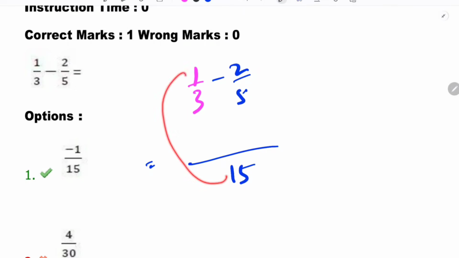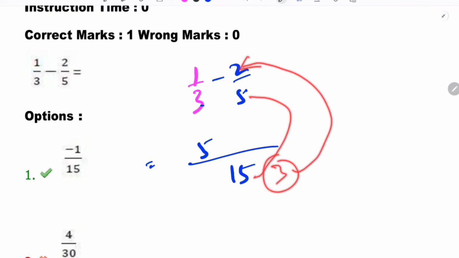So 5 multiplied by this one, 5 ones are 5. So you will get here 5 minus, I am using this one. How are you getting 5? 3 5s are 15 and 1s are 1. Then what about the other one? 5 how many times? 3 times.